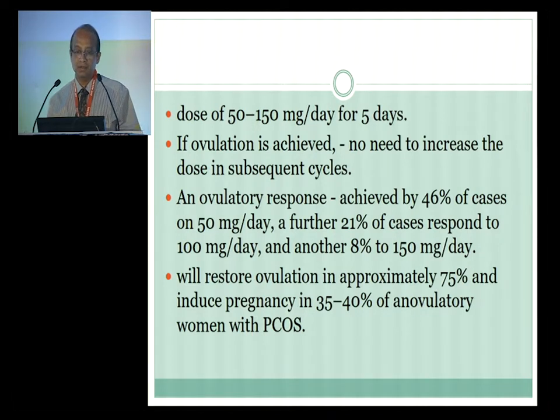It's used in a dose of 50 to 150 milligrams per day for 5 days. If ovulation is achieved, there's no need to increase the dose in subsequent cycles. An ovulatory response has been achieved in 46% on 50 milligrams, an additional 21% on 100, and an additional 8% when you increase the dose to 150 milligrams. So what you find is it will restore ovulation in 75%, but pregnancy rates are only 35 to 40%. This differential is because it has a hostile effect on the cervical mucus. Because of this, though they ovulate, they may not become pregnant.